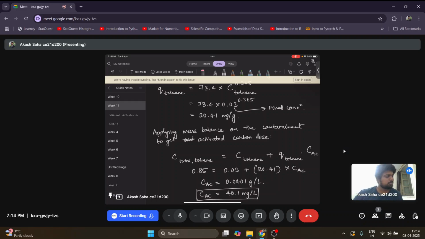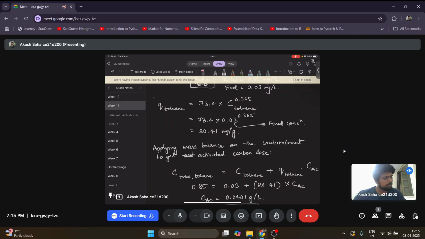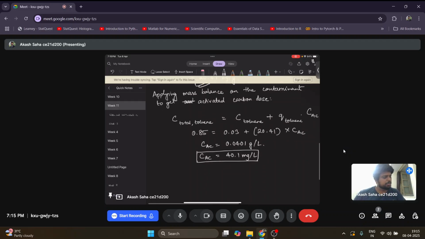So this is how you have to solve the problem. First take the isotherm equation that is given, and calculate the adsorption capacity. Then apply the mass balance. Initially some amount of toluene was there, which should be equal to the final amount plus the part which is adsorbed by the activated carbon. So three aspects are there. Just equate them in an equation and then calculate the dosage of carbon. That's how you have to do it.